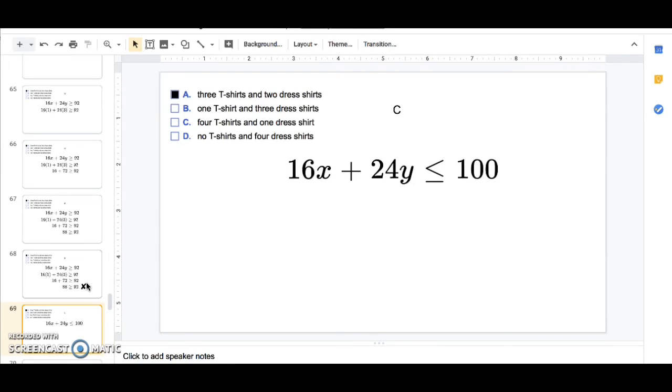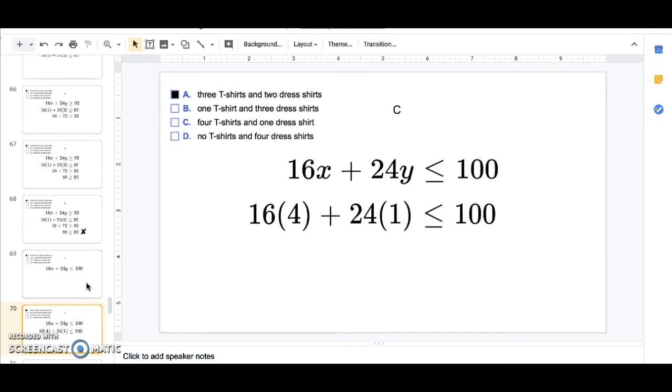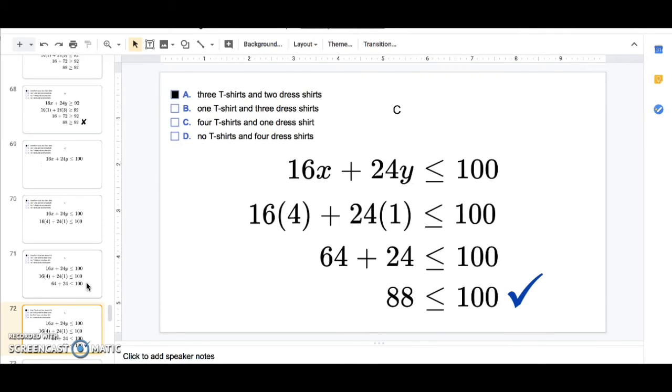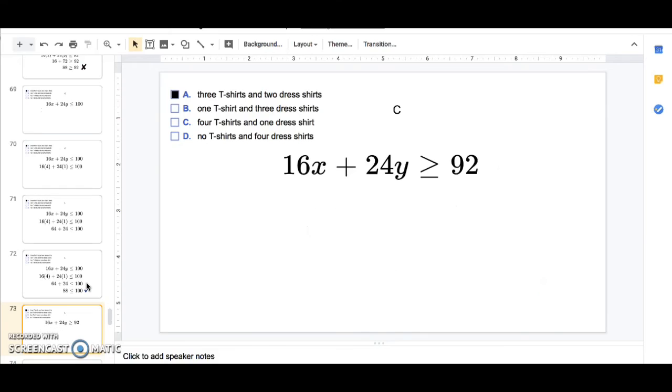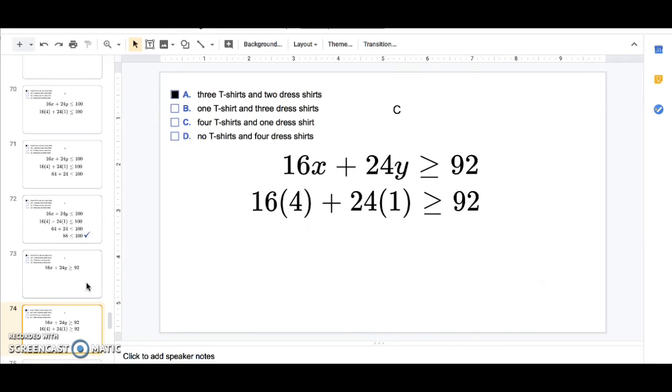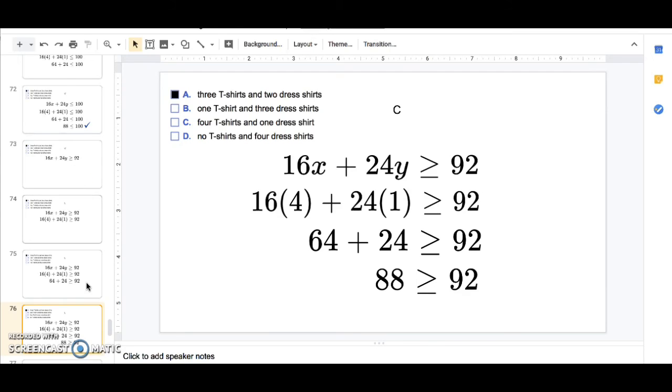So now we try C. So we have 4 t-shirts and 1 dress shirt, so 4 is x and 1 is y. So we have 64 plus 24, add them up, and we get 88, which is less than or equal to 100. But we need to try the second inequality, see if it's true for both. So again, we have our 4 t-shirts and 1 dress shirt going in for x and y. So we have 64 plus 24, which is 88, and 88 would not be greater than or equal to 92. So C would not be one of our answers.